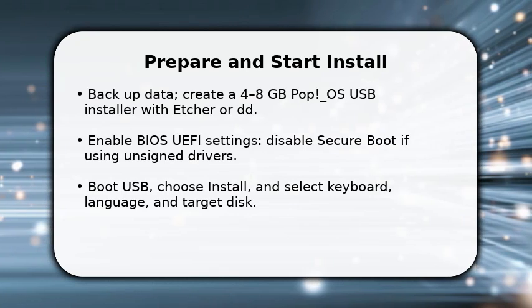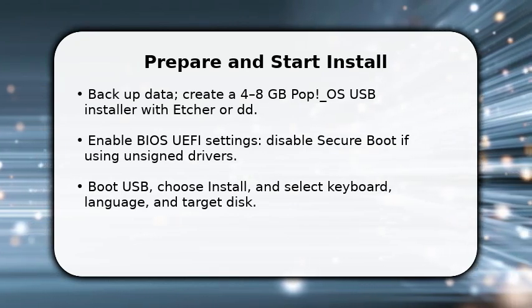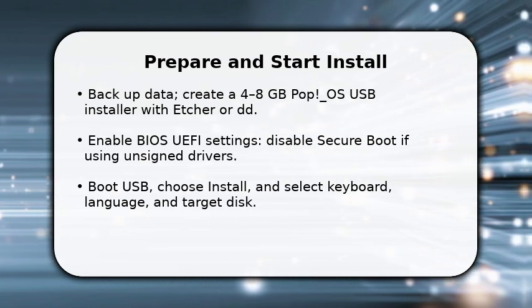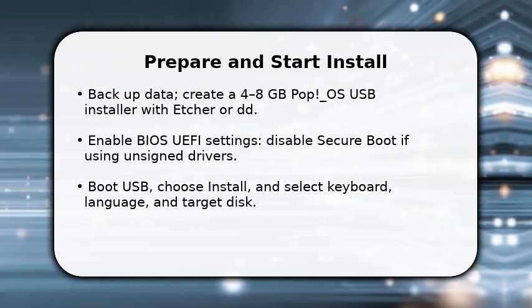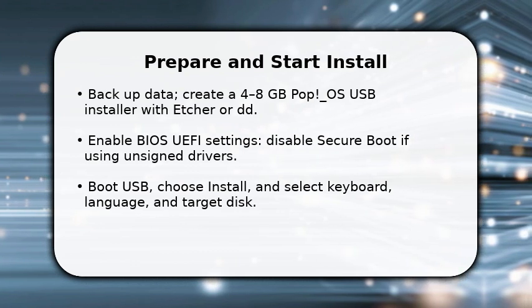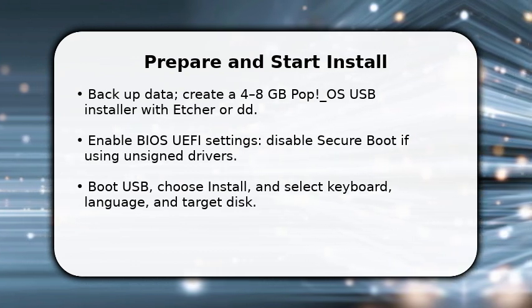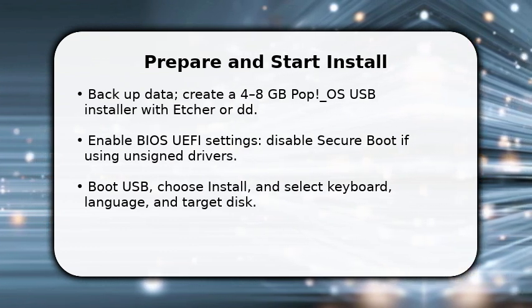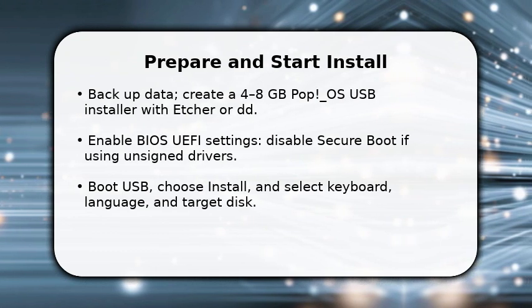You begin by preparing your system and installer. First, back up important files, then create a 48 GB USB installer using Etcher or dd. This gets you ready quickly. Once done, reboot into UEFI/BIOS and confirm boot order, and disable Secure Boot only if needed for unsigned drivers.